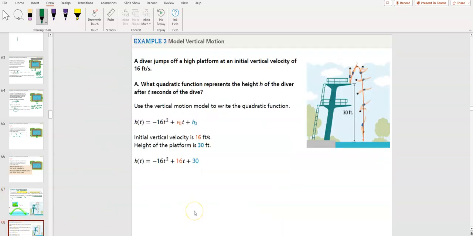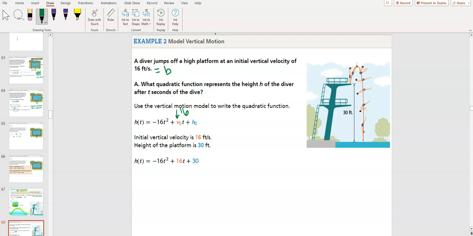Okay, so here's our first problem. We have a diver jumping off of that platform. It tells us the initial vertical velocity. Hopefully you remember what letter is our initial vertical velocity. Hopefully you said B, because it is. So when I go to write right here, that is going to be 16.